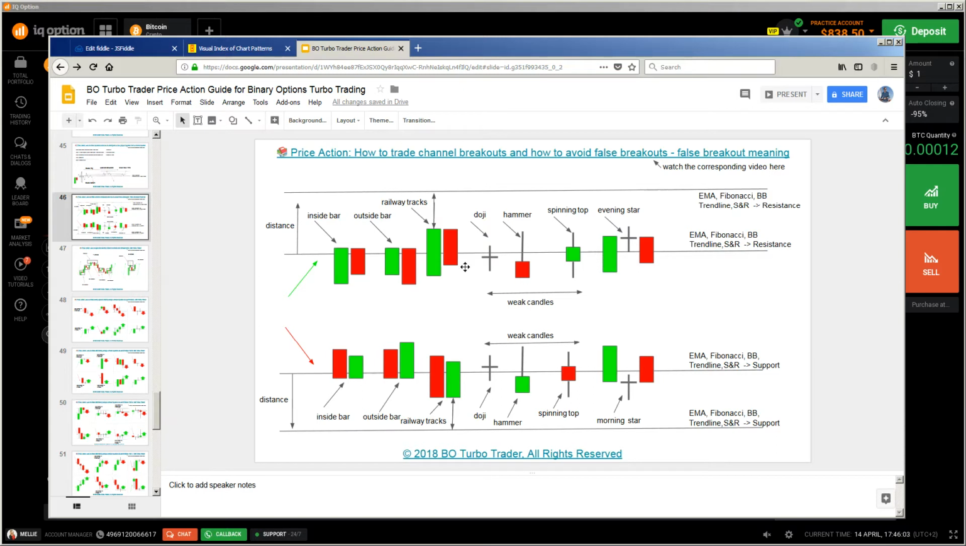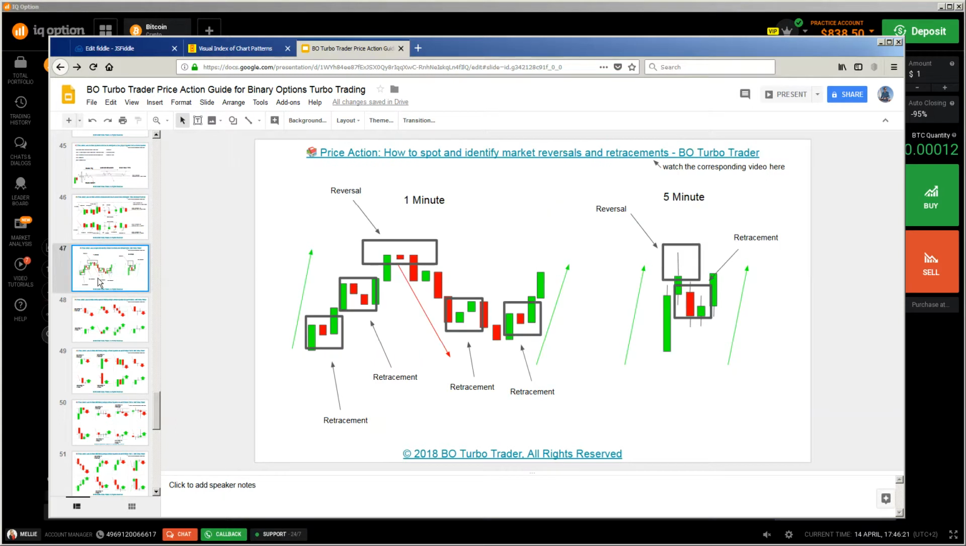This evening star could also be this, with this doji here, and here the green candle and here the red candle. You have to understand that these are only images, and it does not have to be one-to-one the same. You do not have to memorize, you only have to understand the concept. And then we get here to the last one, that is the market reversal and the market retracement.